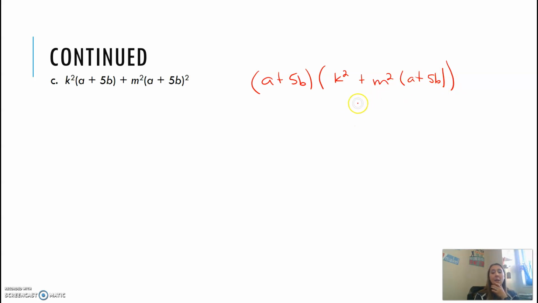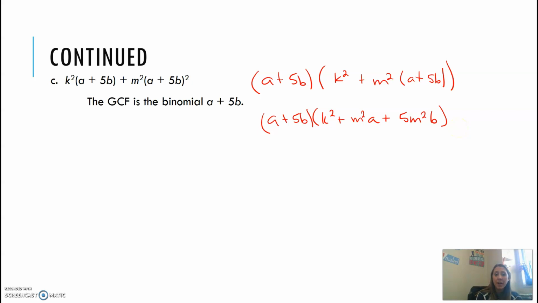So then the last step, just like before, I need to distribute. So I have a plus 5b times k squared. So m squared times a is plus m squared a, and then m squared times 5b is plus 5m squared b. And then I can't do anything else, so that's my final answer. So the greatest common factor is the binomial a plus 5b. That's what we figured out. And then I could break it up into those factors.